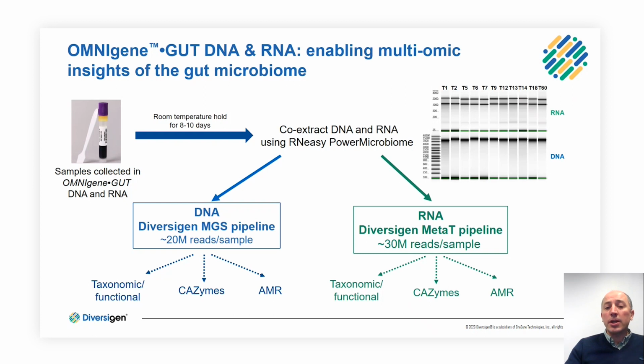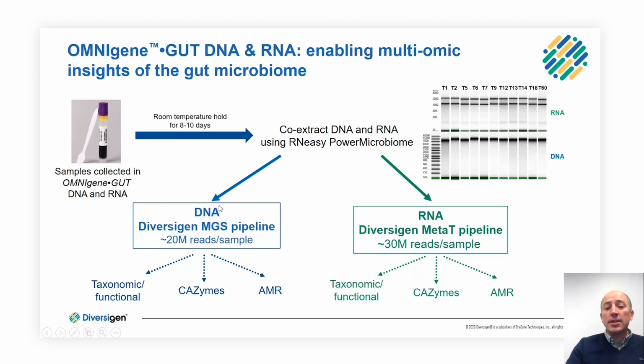Then we co-extracted DNA and RNA from the same extraction aliquot using the QIAGEN RNeasy PowerMicrobiome kit, and I'm just showing you the quality of the samples that we were able to recover. Here on the top right, you can see RNA and DNA, very high quality, and that's for all the time points that were collected from one of the donors, T1 through T60.